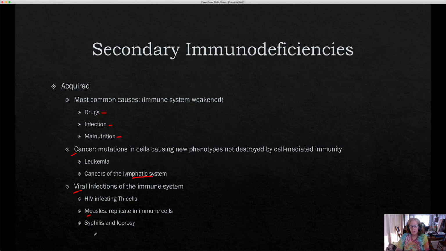Measles is another one. When somebody gets measles, they're going to be in an immunodeficient state because measles replicates inside of immune cells, similar to HIV, except HIV targets strictly the CD4 T lymphocytes, whereas measles targets macrophages, dendritic cells, and neutrophils. Syphilis and leprosy also are diseases that can lead to immunodeficiency if left untreated.